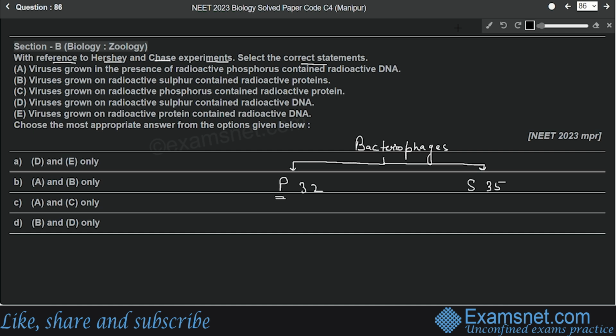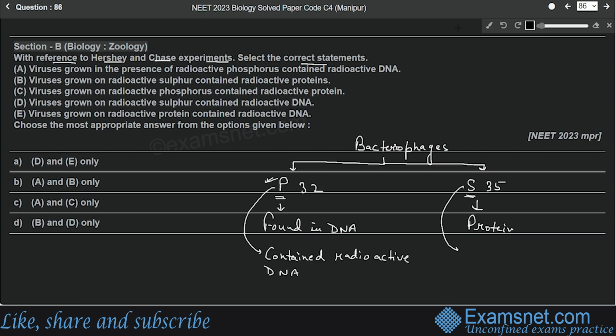Okay. Now we know that phosphorus is a component of DNA and not protein. Therefore, the viruses that were grown in radioactive phosphorus contain radioactive DNA, not protein. Now, sulfur is a component of some of the amino acids such as methionine and cysteine. Therefore, it is found in protein, but it is not found in DNA. Therefore, the viruses that were grown in radioactive sulfur contained radioactive protein and not DNA. Now let's read the statements.